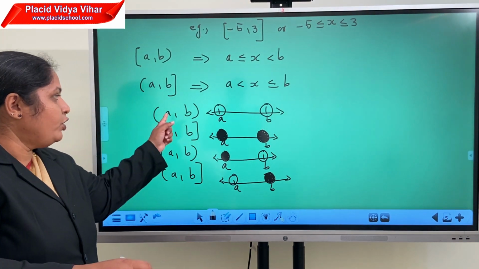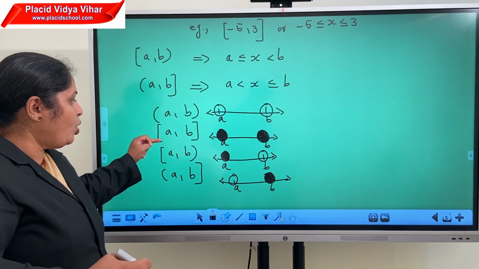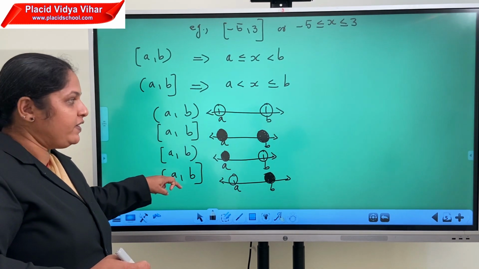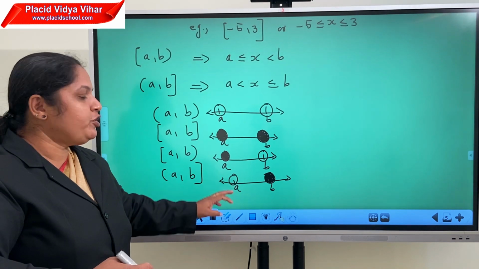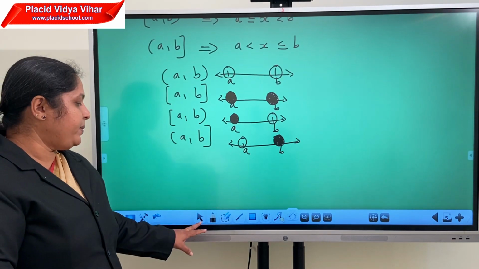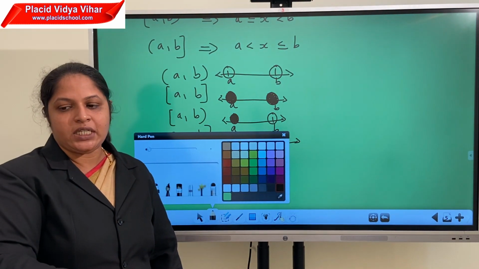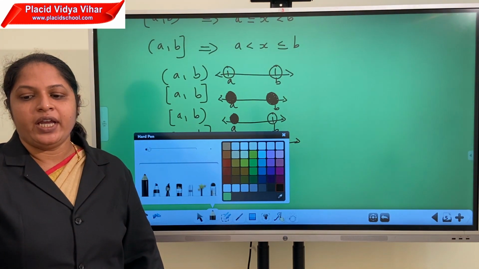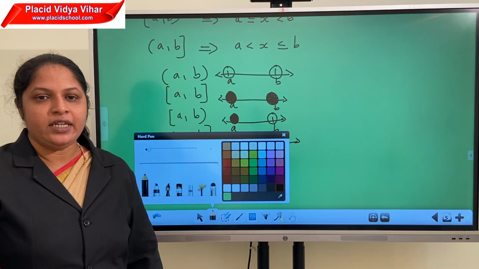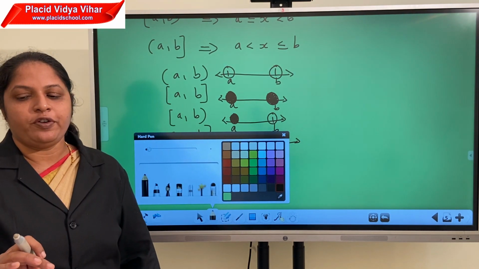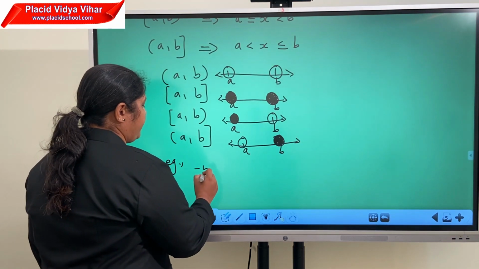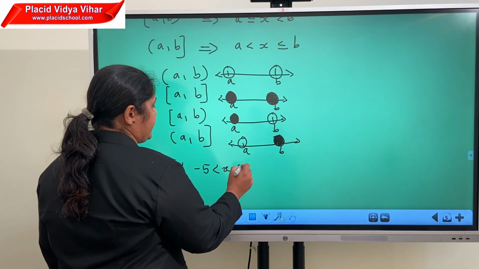So now all of you please write down all the 4 different types of intervals and how to represent them on a number line. You have to draw it in your notebook. We'll write some examples of intervals. First, write as a note, an interval may contain infinitely many points in it. Example of an interval, -5 < x < 7.